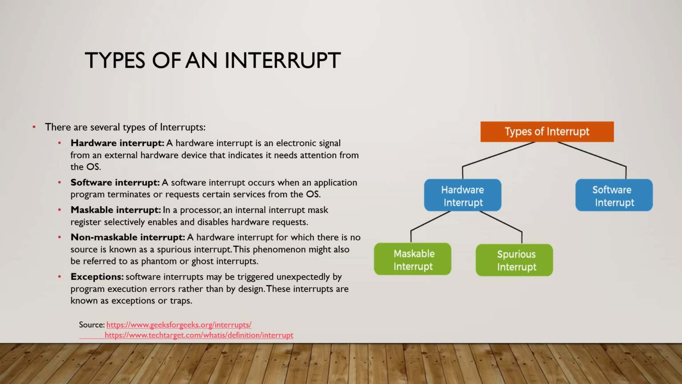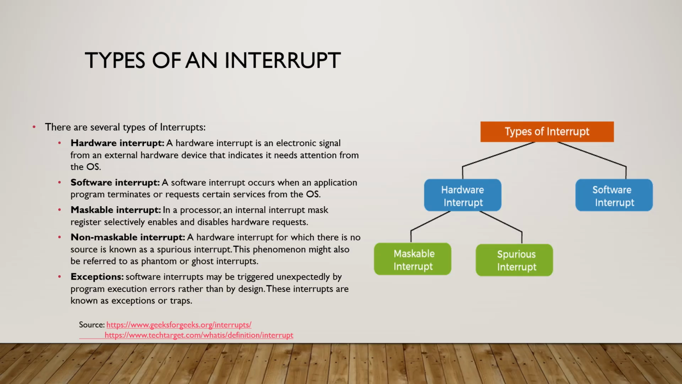So what is a hardware interrupt? A hardware interrupt is an electronic signal from an external hardware device. Remember this word, external hardware device, that indicates it needs attention from the operating system. It can be the mouse, it can be a keyboard, it can be a speaker, it can be a monitor, anything to do with computer hardware. When there is a need to use the mouse, that signal will go to the operating system, and then it will continue. So this was hardware interrupt.